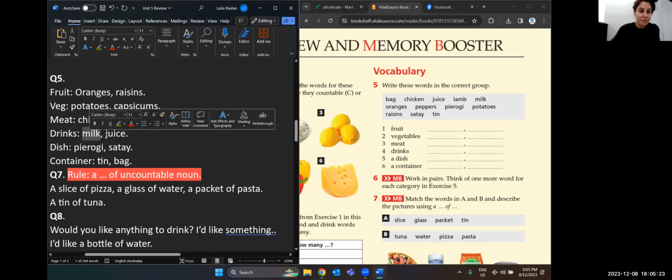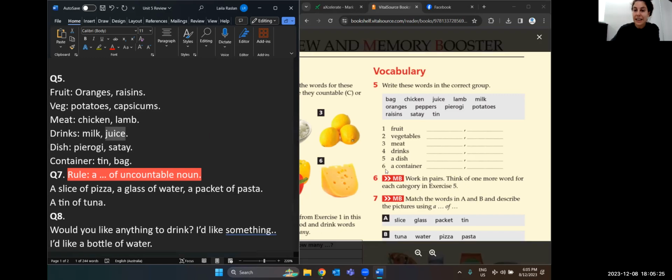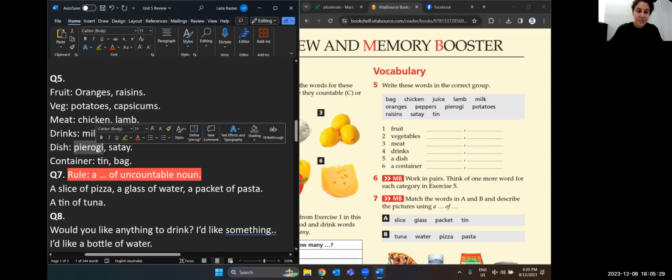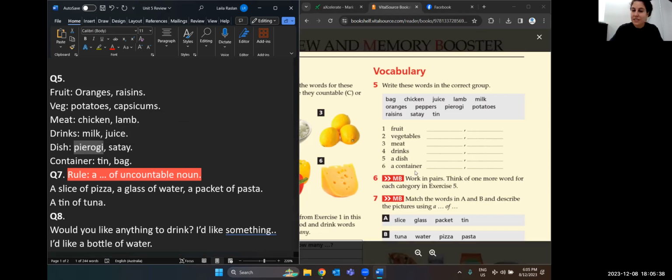Drinks, juice and milk. A dish, that means a meal. Satay, and pierogi, yeah. And which one are containers, like a tin and a bag? Yeah.